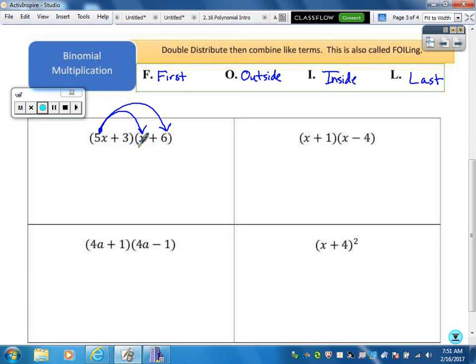5x times x is 5x squared. So that 5 goes out in front. X and x make two of them. 5 times 6 is 30, with that x tacked on right there.